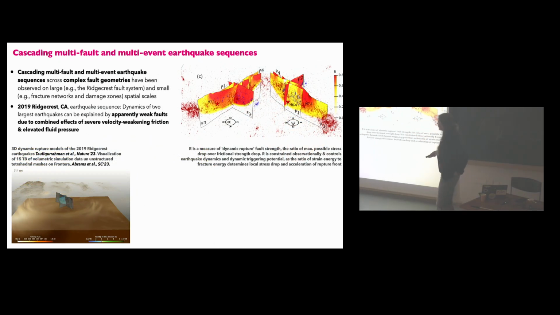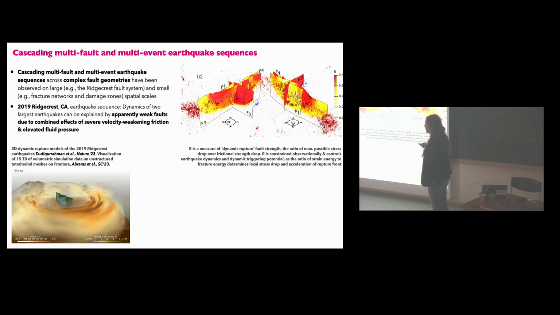And we also know, now that we observed a few recent large earthquakes, that many of them are not only cascading across multiple faults, but also include multi-event earthquake sequences across geometries that are quite complicated. So for example, the Ridgecrest fault system, the Turkey earthquakes, fracture networks and damage zones on the small scales.